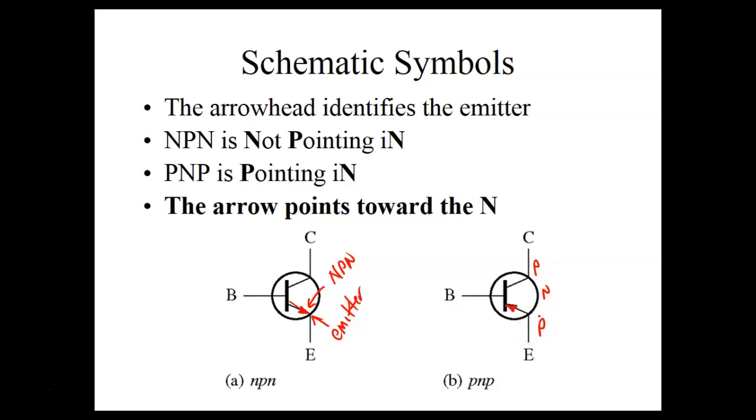And those are little tricks that we use. But the arrow always points toward the N. So if the arrow is pointing like this, then this has got to be the N, and this has got to be the P. So that means this would be a PNP. Here the arrow is pointing out, so that means the arrow always points toward the N. So if that's N, this has to be the P. That makes sense? And those are the symbols. Are we okay?